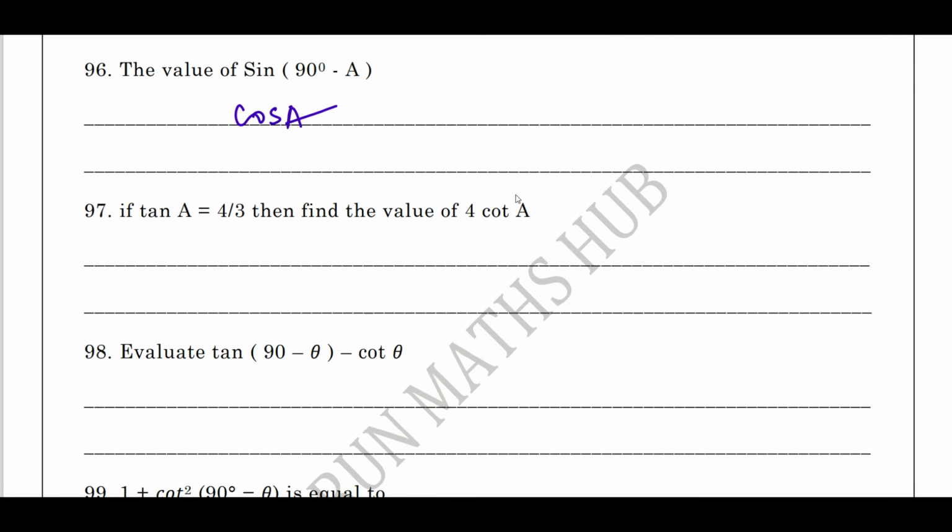If tan A is 4 by 3, then find the value of 4 cot A. 4 into cot A is what? Cot A is the reciprocal of tan. 4 and 4 will cancel, we will get 3.